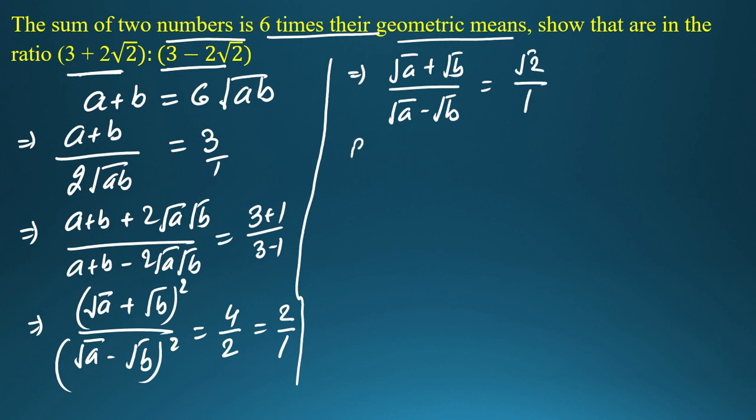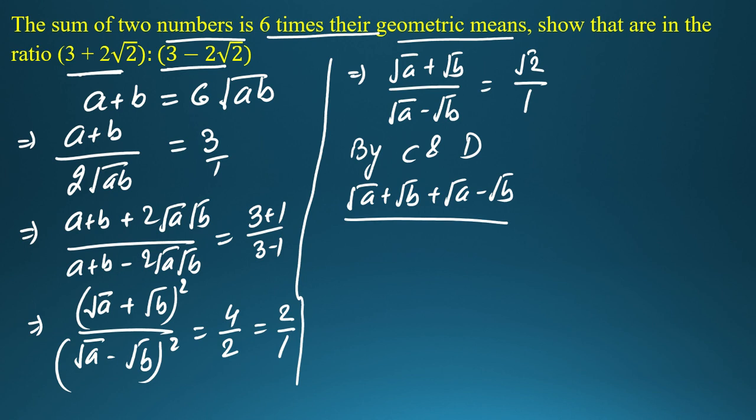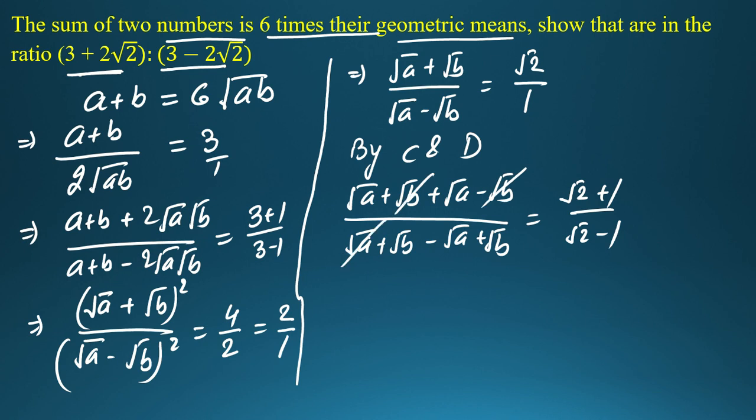Now again by componendo and dividendo, you will get (√a + √b + √a − √b)/(√a + √b − √a + √b) = (√2 + 1)/(√2 − 1). Now b cancelled out, a cancelled out. So what you will get here, 2√a/2√b = (√2 + 1)/(√2 − 1). Now 2 and 2 also cancelled.